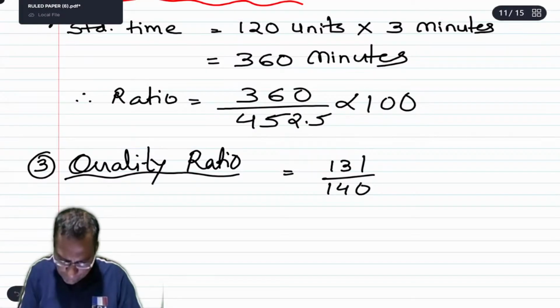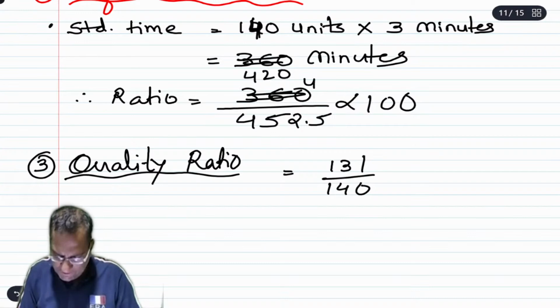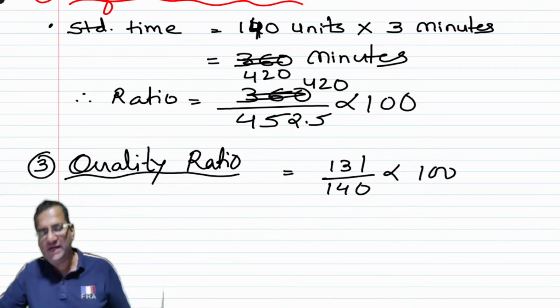It's not 120, it's 140. ये 140 है आपका, तो this will be 420 minutes. So 420 divided by 452.5. ठीक है. So this will be the quality ratio: 131 divided by 140 into 100.